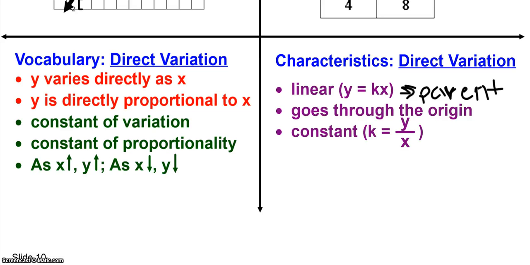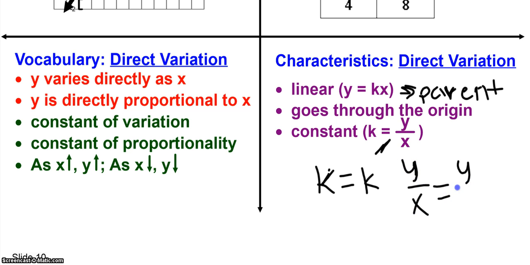Your constant is k equals y over x. Whenever we solve our direct and inverse variation problems, this is what we're using. So we'll use k is equal to k. So it'll be y over x equals y over x. That's the formula that we're going to use.